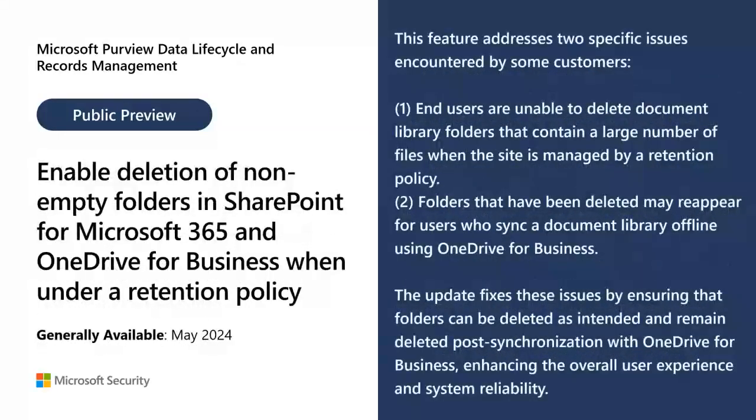All right. So the next one is again something that customers have basically reached out to about. The specific issue here was that there were certain end users who are unable to delete document library folders that contain a large amount of files that is under a retention policy, or folders that have been deleted may reappear for users who sync a document library offline using OneDrive for Business. Now with this update, the folders can be deleted, and they will remain deleted post synchronization. So both issues 1 and 2 are fixed with this specific update.